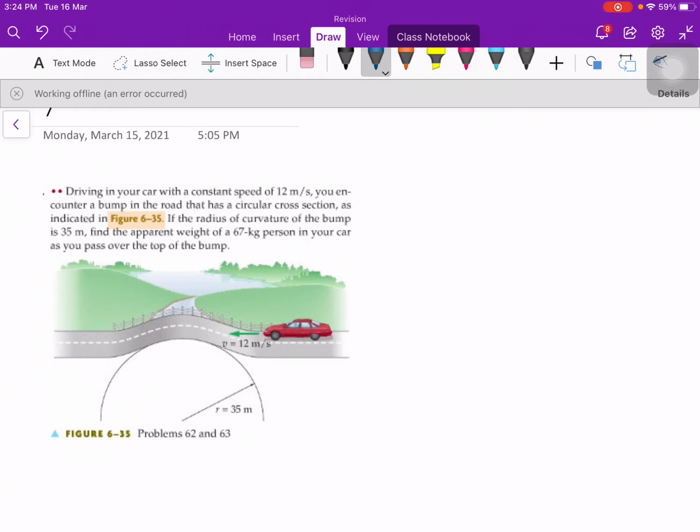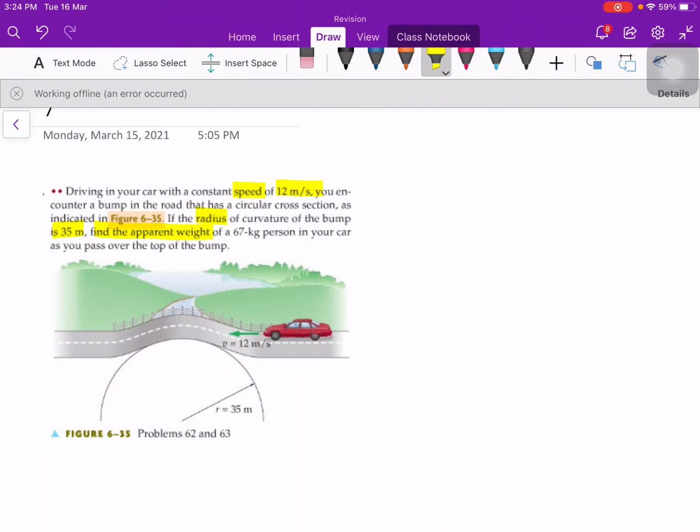So let's try to do this question. We have a car which is traveling and it encounters a bump. Obviously we have tangential velocity when the car hits the bump. I can just list down the important information. We have 12 meters per second, and then the radius of curvature 35, right? And the mass of the person is 67 kg, but we want to find the apparent weight, the weight that this person appears to be.